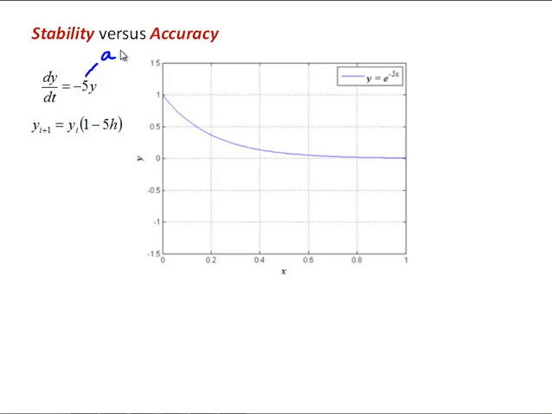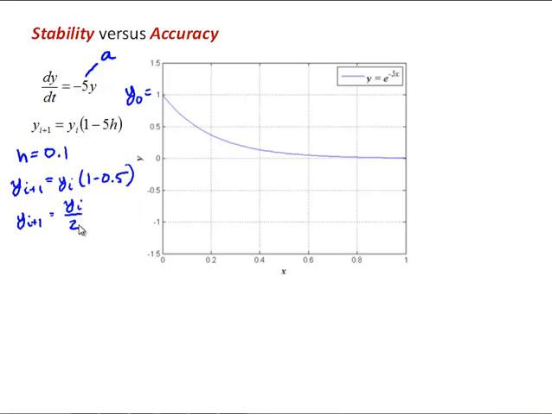y is equal to e to the negative 5x, y naught is equal to 1, and let's look at solving this by hand with Euler's method and a variety of step sizes. So let's start by taking h equal to 0.1. At h equals 0.1, we get yi plus 1 is equal to yi times 1 minus 5 times 0.1, or yi plus 1 is equal to yi over 2.